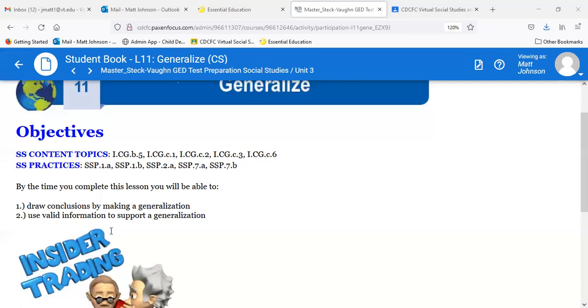By the time we complete this lesson, we're going to be able to draw conclusions by making a generalization and use valid information to support a generalization. Let's see here. I can do that. Okay.